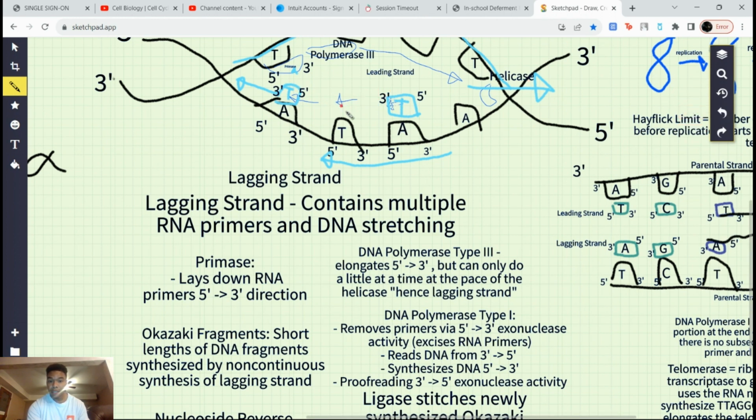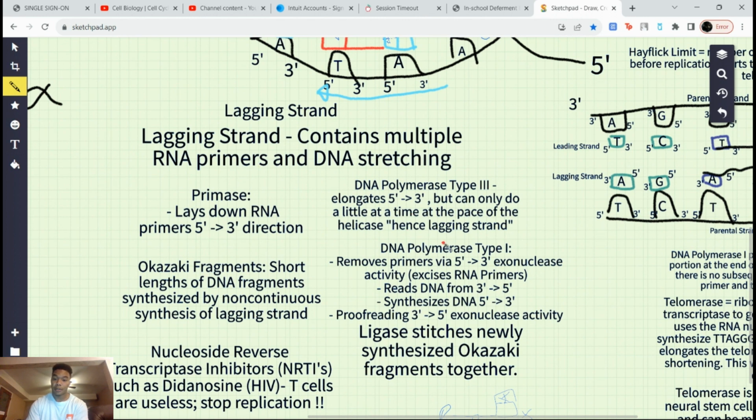In actuality, it probably just looks like this, and it connects to the preceding one, to the one in front of it. And that's pretty much what DNA polymerase type 3 can do. Following that, DNA polymerase 1. So here's the difference. DNA polymerase type 1 removes the RNA primers via its 5' to 3' exonuclease activity. It excises those primers.